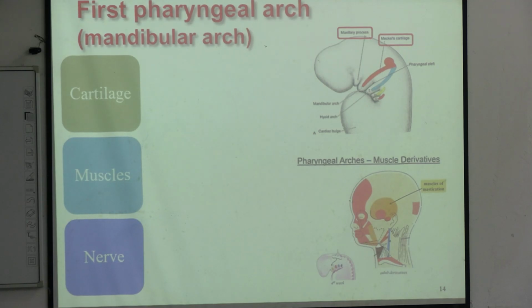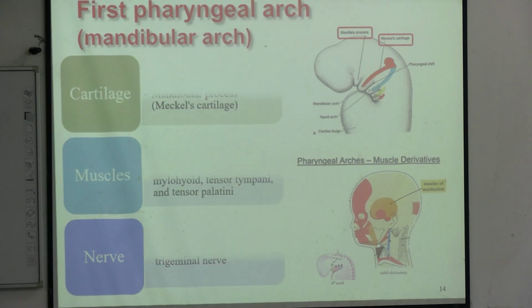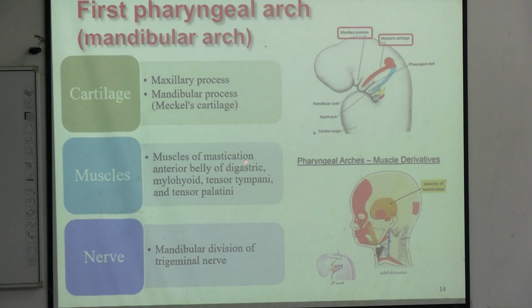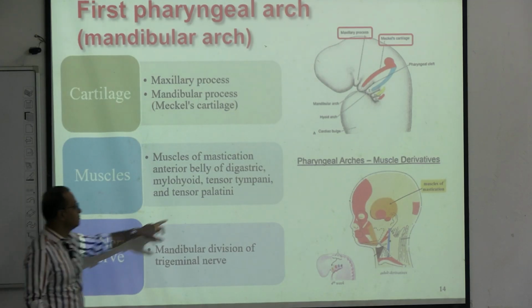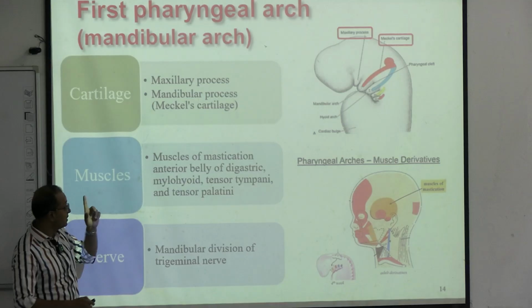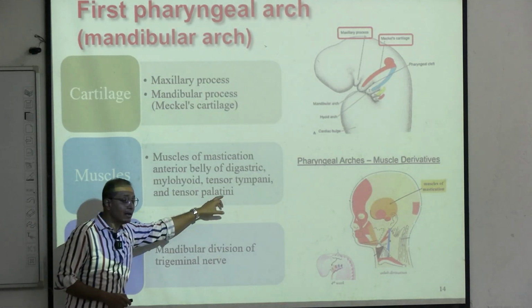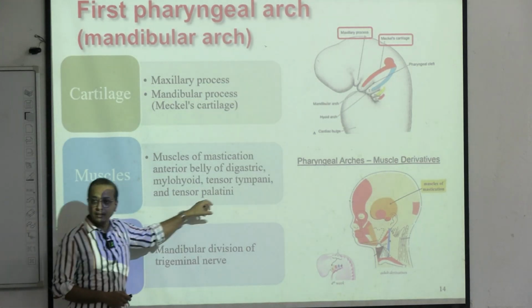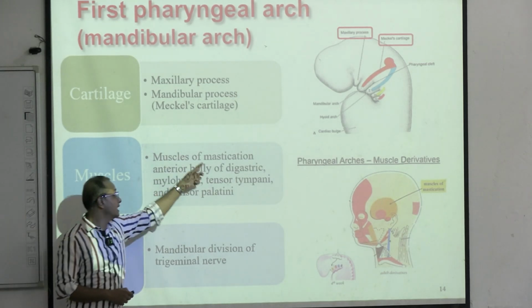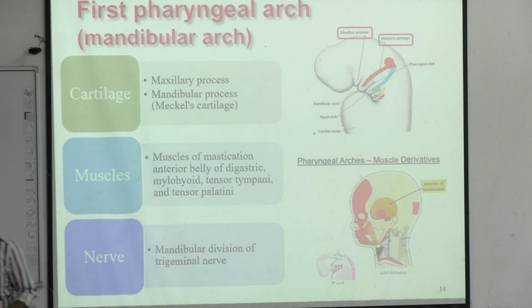Besides the muscles of mastication, they give some more. And what more? That's what you have to know. We have a muscle we call digastric. Digastric has 2 bellies, anterior belly and posterior belly. The anterior belly of digastric is coming from it. There is a muscle present in the ear, tensor tympani, an ear muscle present in the middle ear that is coming from the first pharyngeal arch. There is a muscle in the palate, tensor veli palatini, that is coming from the first arch. Muscles of mastication and the anterior belly of digastric are all your MCQs.